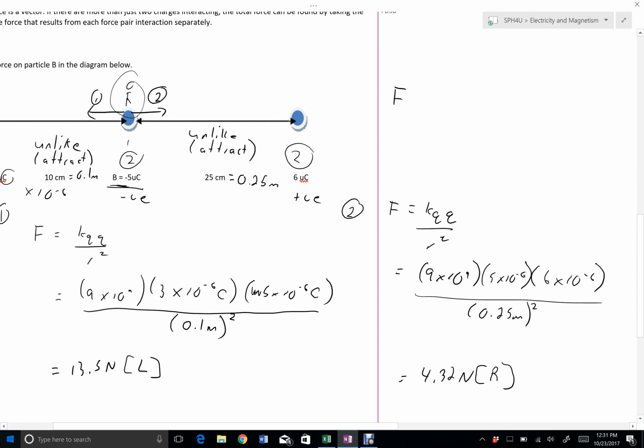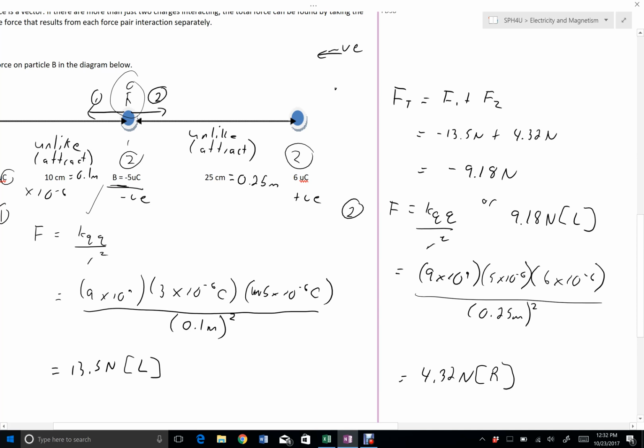If I do the total force then, F1 plus F2, I can see that one's acting left and one's acting right. So let's make left our negative direction. So I'm going to make that negative 13.5 newtons plus 4.32 newtons, and I get my total force of negative 9.18 newtons, or 9.18 newtons left.